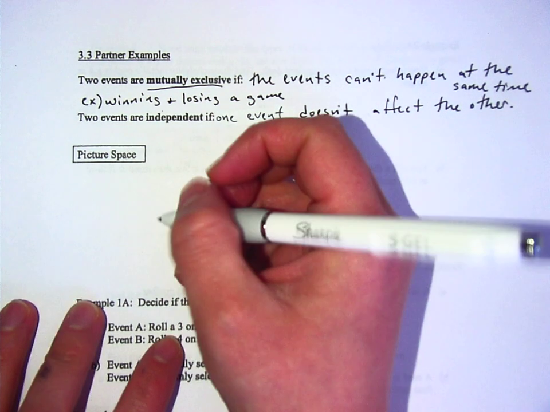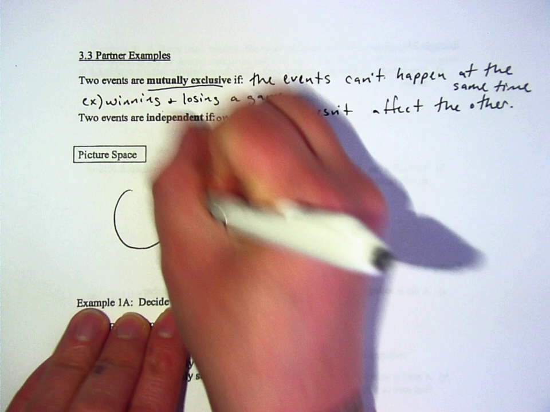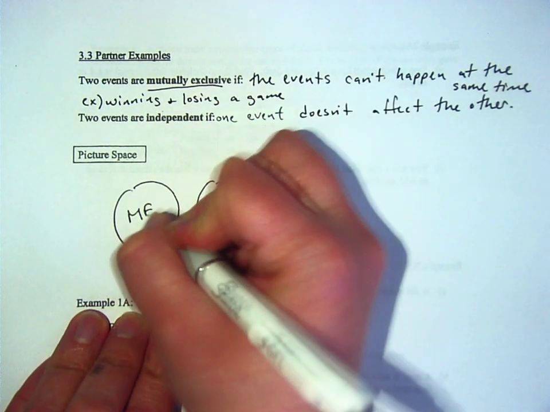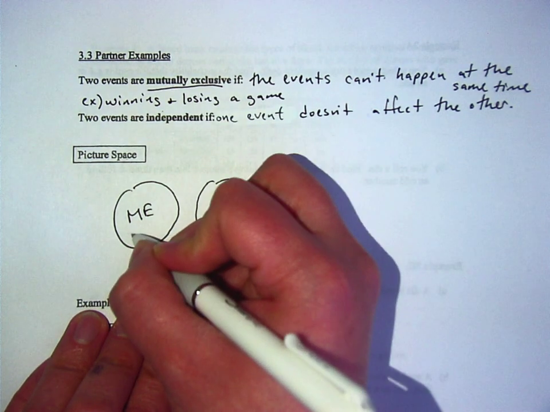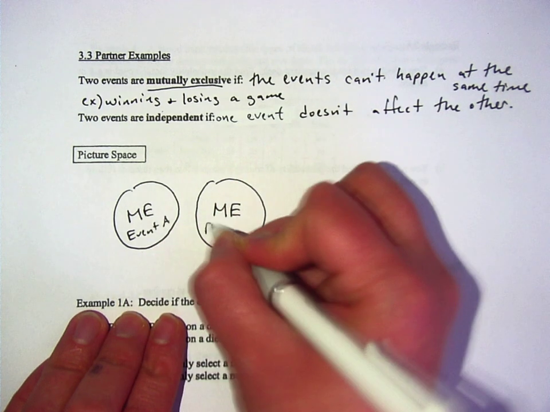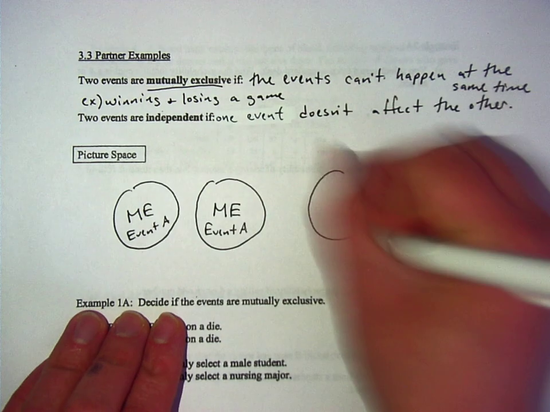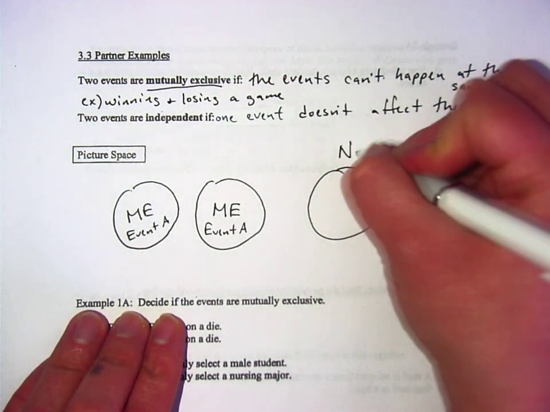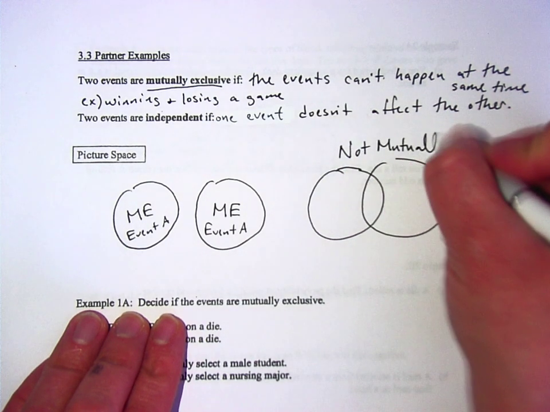Okay. So let's do some picture space here. So if two things are mutually exclusive, this is event 1 or event A. And then over here, anybody know what this diagram's called? Yeah, a Venn diagram. This is not mutually exclusive.